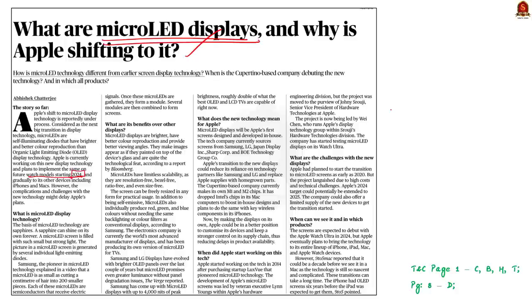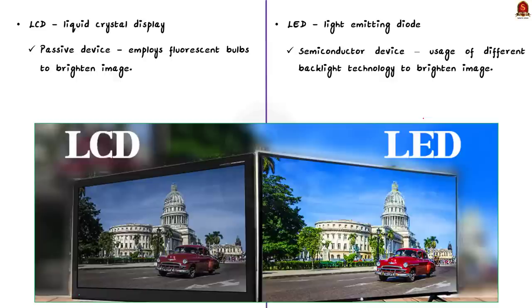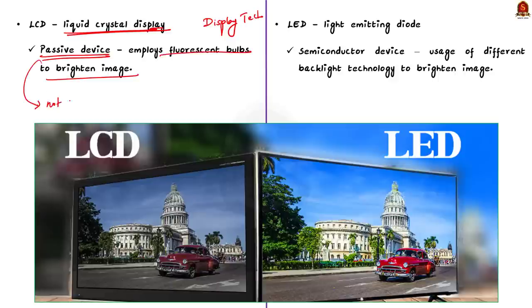In this context, we are going to understand what is this micro LED technology and why it is preferred by Apple. See, before getting into the discussion, you have to understand what is LED and what is LCD. See, both are display technologies. When it comes to display technology, LCD stands for liquid crystal display and it is a passive device that employs fluorescent bulbs to brighten the image. Here, passive means not influencing or changing the situation. So here, the work is done by the fluorescent bulbs because that only brightens the image.